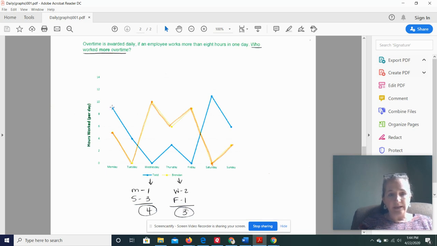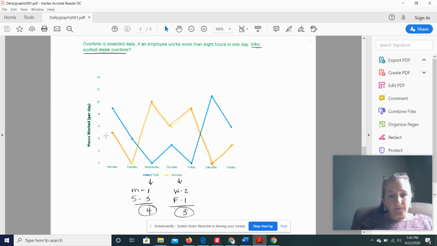He's the blue line. He worked 9 hours on Monday. That's 1 over, so I put 1 down for him. He worked 4 on Tuesday, none on Wednesday, 3 on Thursday, none on Friday. He worked 11 on Saturday, which is 3 hours over the 8, so I put 3 down for him. And then he worked just 6 on Sunday.